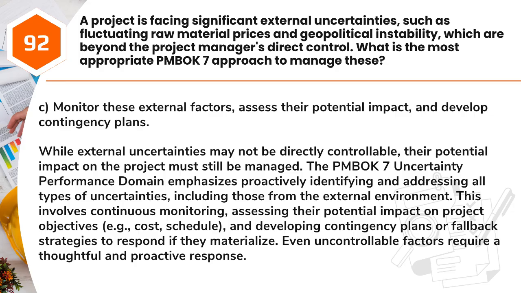Answer: C. Monitor these external factors, assess their potential impact, and develop contingency plans. While external uncertainties may not be directly controllable, their potential impact on the project must still be managed. The PMBOK 7 Uncertainty Performance Domain emphasizes proactively identifying and addressing all types of uncertainties, including those from the external environment. This involves continuous monitoring, assessing their potential impact on project objectives, e.g., cost, schedule, and developing contingency plans or fallback strategies to respond if they materialize. Even uncontrollable factors require a thoughtful and proactive response.